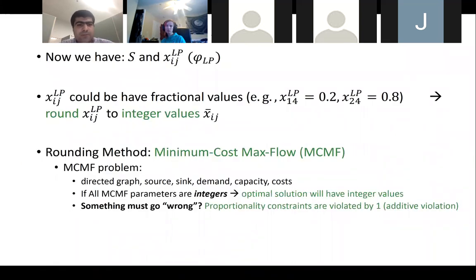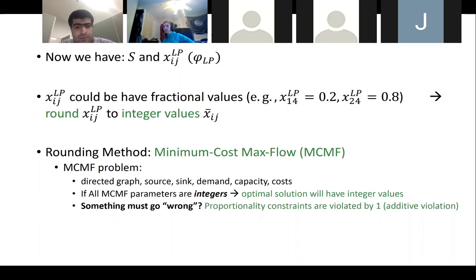All right, so now we have the set of centers S, and we have xij, the optimal solution from the linear program. The problem is that the xij from the linear program could have fractional values. So for example, it could be like 0.2 and 0.8. And this is not something we can use, because the point has to be assigned to one cluster, right? So we need to round xij to integer values x bar ij.